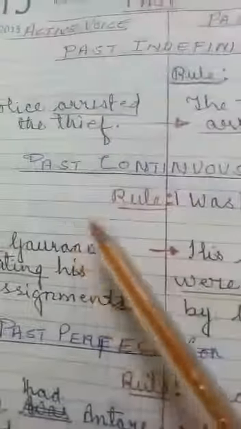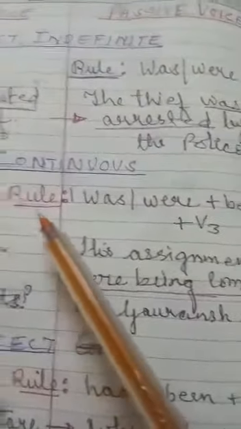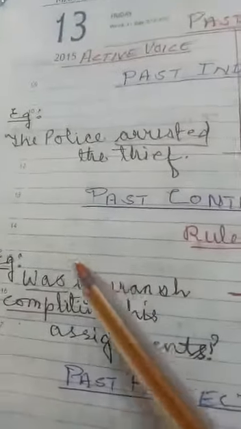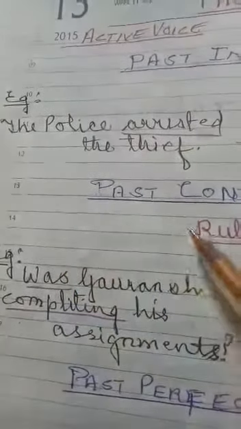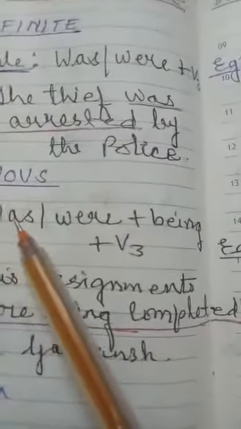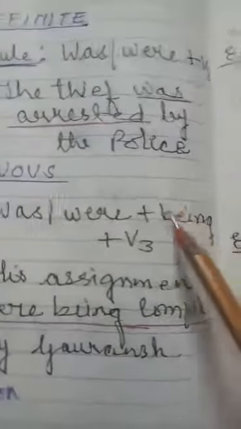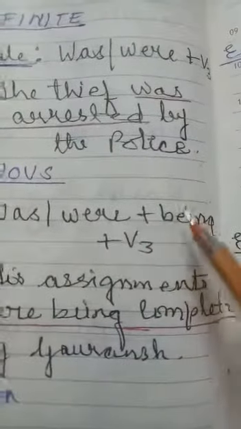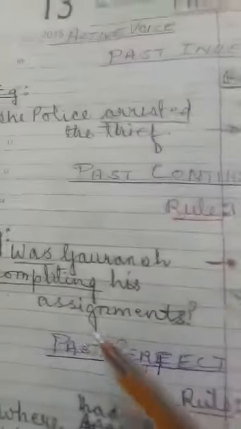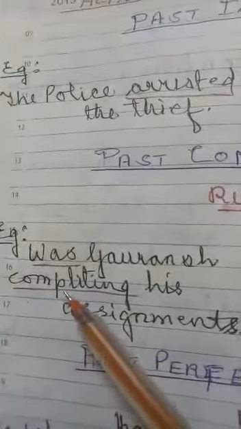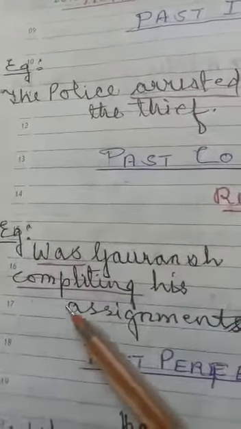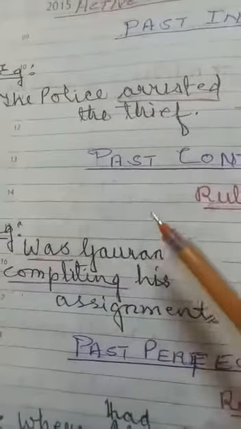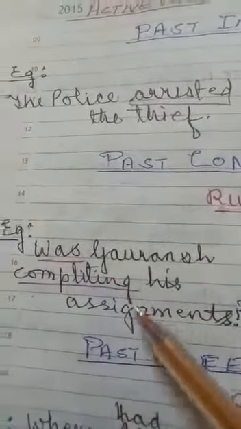Now see the past continuous. The rules of the active are was, were plus ing with the first form of the verb. But when we make the passive, the rules are was, were plus being. In all the passive, we use being plus third form of the verb. Here the sentence is as follows. Was Goransh completing his assignment? Or you can say Goransh was completing his assignment.